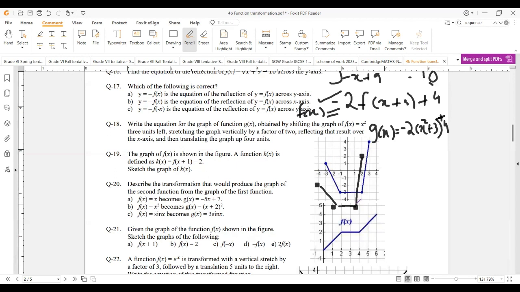Okay. Question 20. Describe the transformation that would produce the graph of the second function from the graph of the first function. How is f(x) changing into g(x) if x becomes minus 5x plus 7? There is a stretch parallel to the y-axis, by scale factor minus 5? Yes. No, you say 5, because minus is a reflection, remember? It's reflected on the x-axis. Yes. And then translation. So we're moving 7 units up.